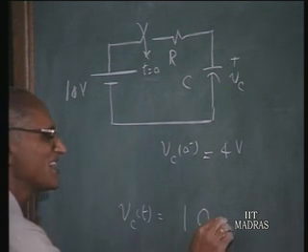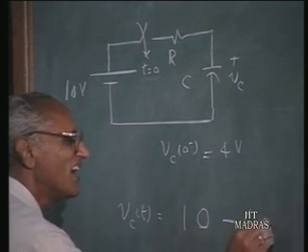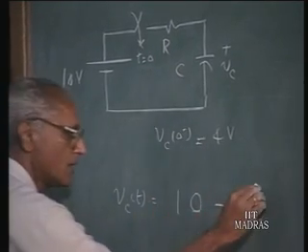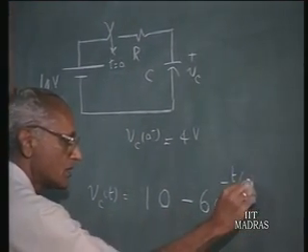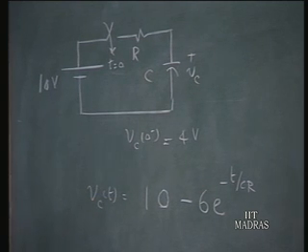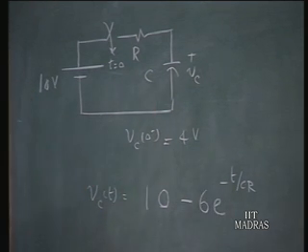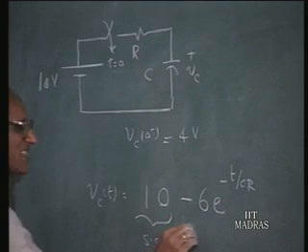Therefore, you have a transient term which is minus 6, and from your elementary knowledge of transient analysis, there will be e to the power of minus t over CR. So, this is an exponential term which decays with time. Therefore, Vc of t is 10 minus 6 e to the power of minus t over CR. CR is the time constant of the circuit. This is the steady state part, and this is the transient part.